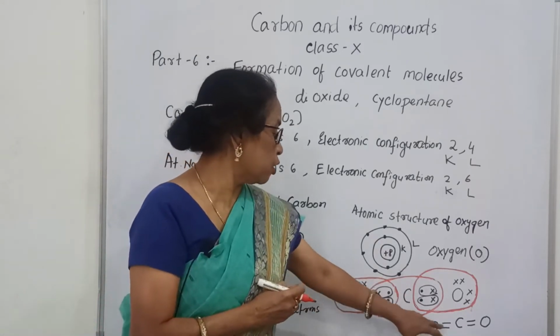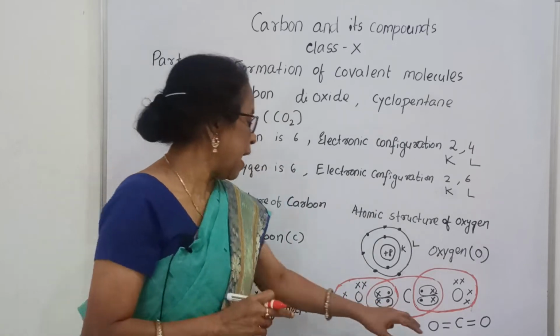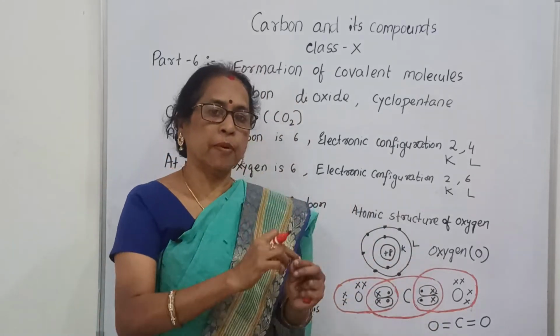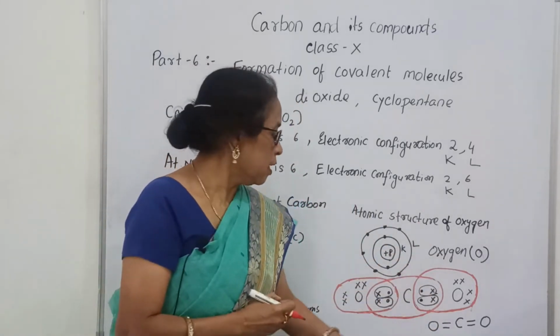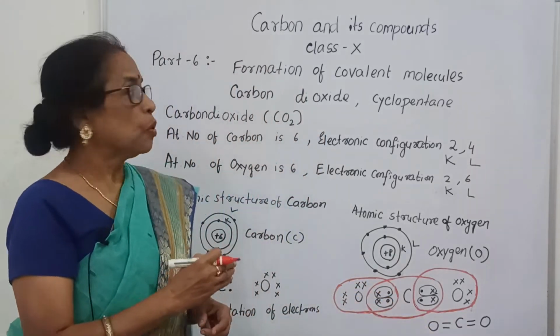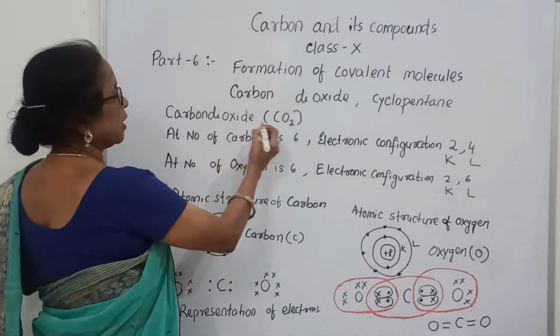And what is the structure? In the middle is C, and on the left side a double bond, that means 2 covalent bonds, and on the right side also 2 covalent bonds. Then what is the carbon dioxide structure?